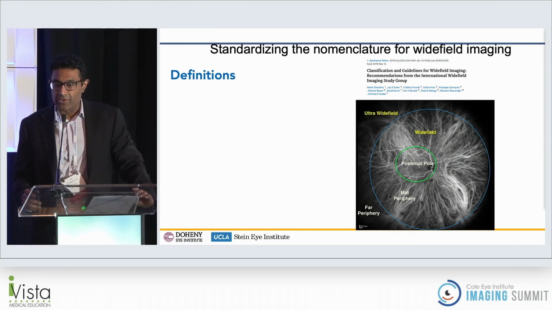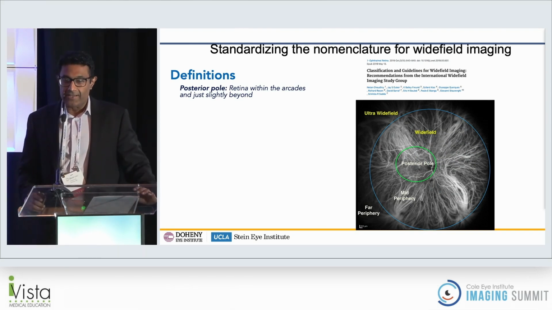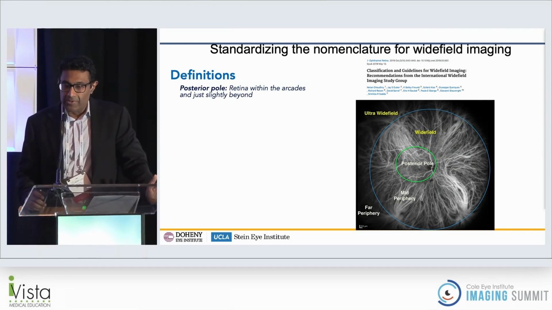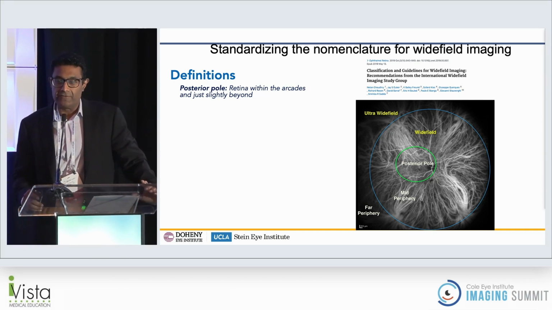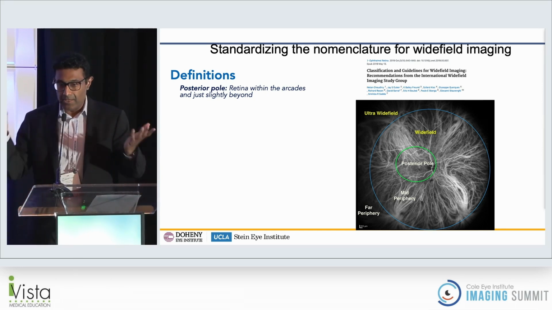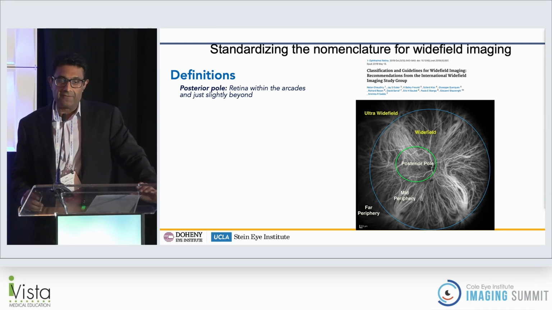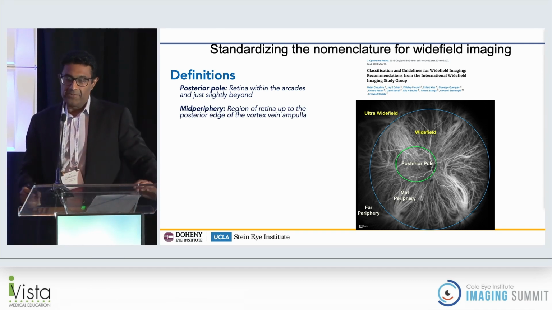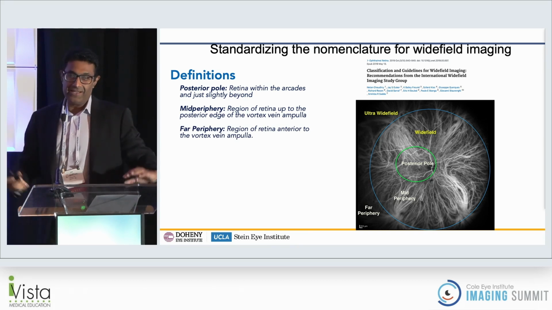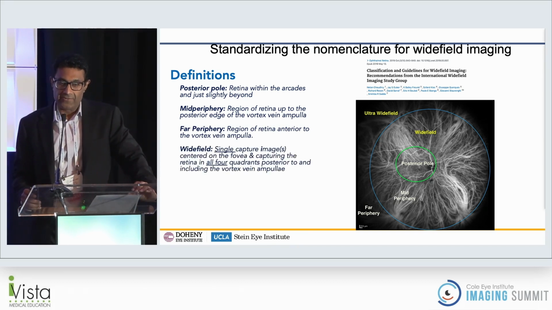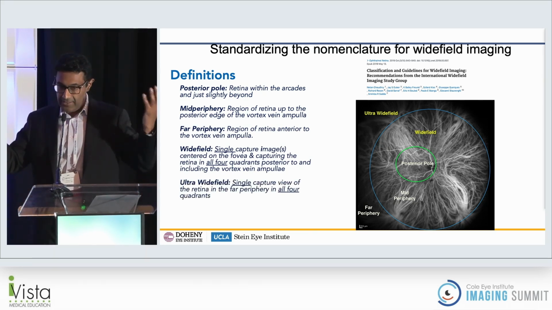And just to remind you about the standardized nomenclature that we use for describing findings, this was from a paper from several years ago where we proposed using common, easy to detect landmarks to stratify where lesions exist in the fundus. Posterior pole is the retina just within the arcades and slightly beyond. The mid-periphery is up to the vortex vein ampulla. And then it's pretty easy, right? Far periphery is beyond the anterior edge of the vortex vein ampulla. So if you're wide field, you got to that mid-periphery, and if you're ultra-wide field, then you'd have to get out to the far periphery.